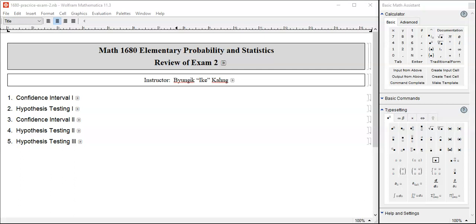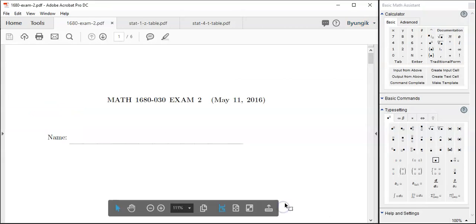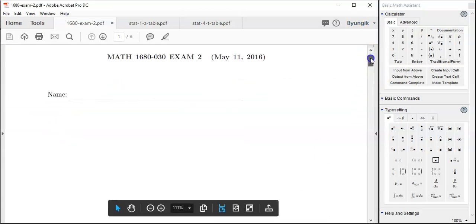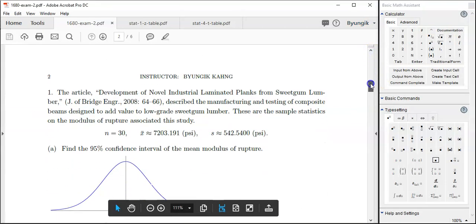Hello students, this is a review session for exam 2 and this is going to be a long review. We have a lot to cover. By the way, this is the original problem set I used several years ago and it goes like this.